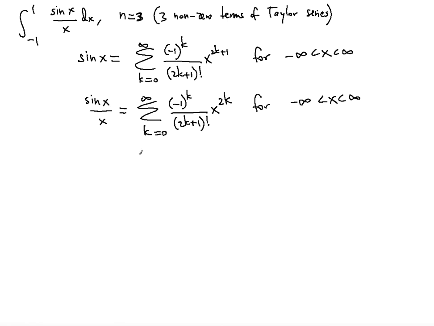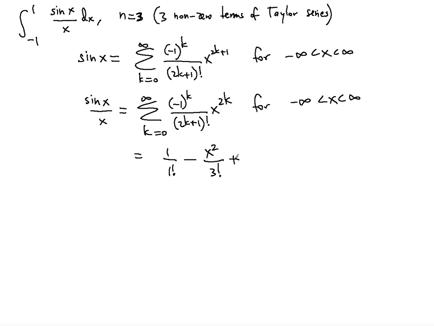Okay, so this expansion is going to be 1 divided by 1 factorial, because when k is equal to 0, everything will be 1. x to the 0 is 1, -1 to the 0 is 1. This thing, when k is equal to 0, will be 1 factorial. Then you will have an alternating sign, because when k is equal to 1, there's a negative number. So you will have minus x squared over 3 factorial, because when k is equal to 1, 2 plus 1 is 3.